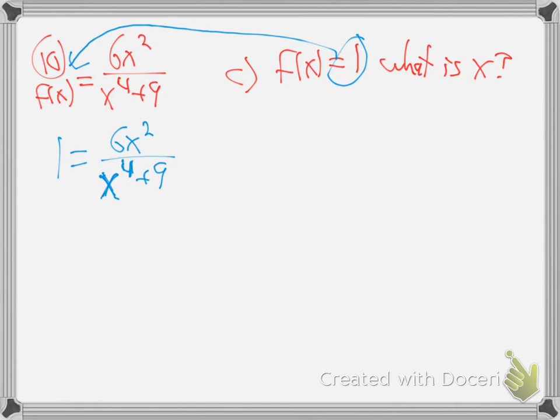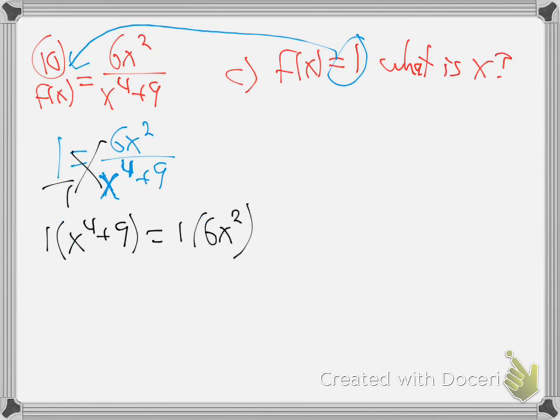And so you know what to do, right? Put the 1 over 1, cross multiply, that whole thing. Put this over 1, diagonal, diagonal. We get 1 times (x to the 4th plus 9) equals 1 times 6x squared. So x to the 4th plus 9 is 6x squared. Everybody good so far? Pretty normal so far.